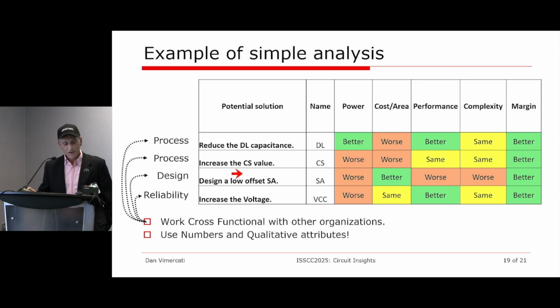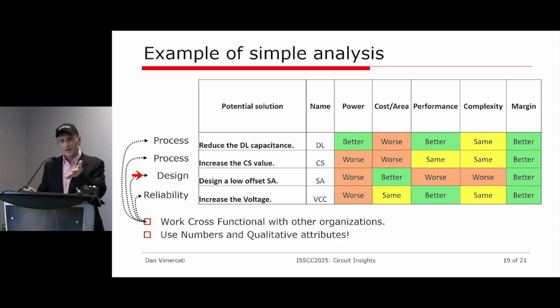Also, for each of the possible solutions, you saw these names here: process, design, reliability. These are probably the other groups that you have to work with in order to validate your proposal. If you want to reduce the digit-line capacitance, you probably have to work with the process engineering. You can't work alone and just say, oh, we have to reduce it. You have to talk with another team and see if it is possible. What's the cost? How many dollars per wafer or something like that? The same goes for increasing the storage capacitor.